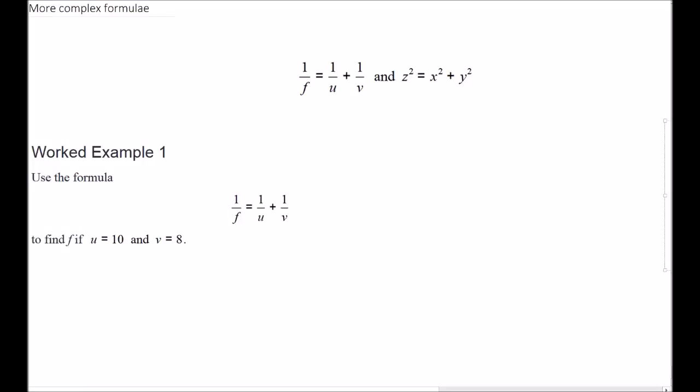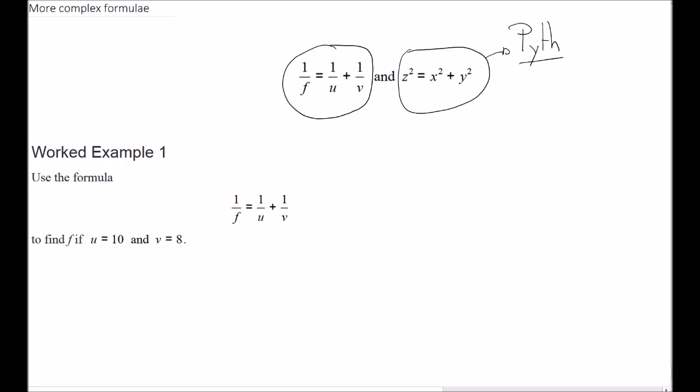In this video, we're going to have a look at some more complex formulae. There's two examples on here already. So 1 over f is equal to 1 over u plus 1 over v, and z squared is equal to x squared plus y squared. You might recognize this one from previous chapters. This is Pythagoras, guys. Okay.